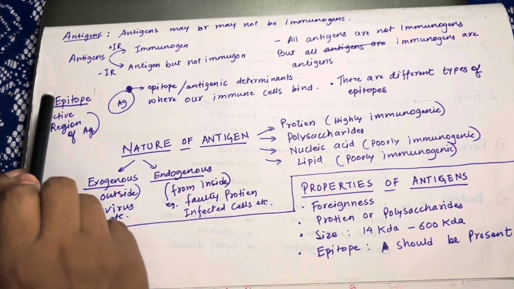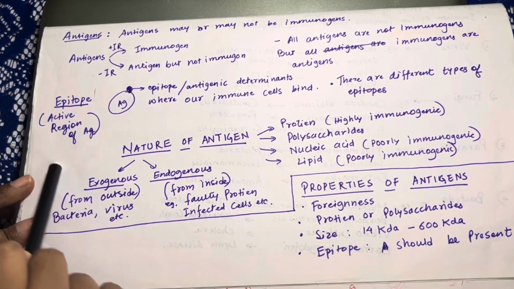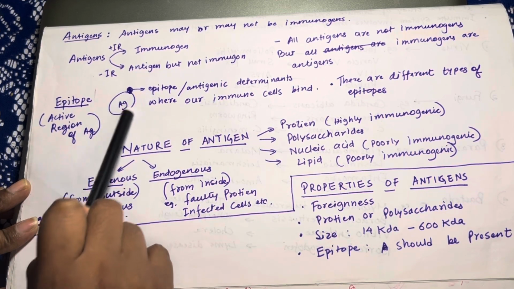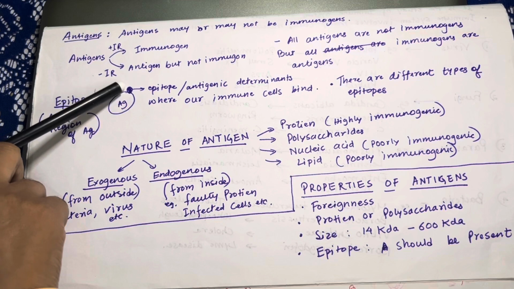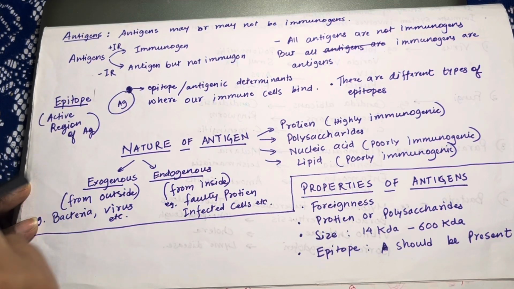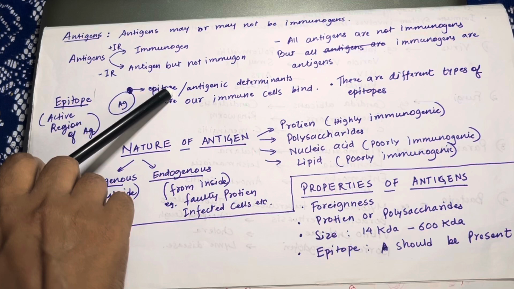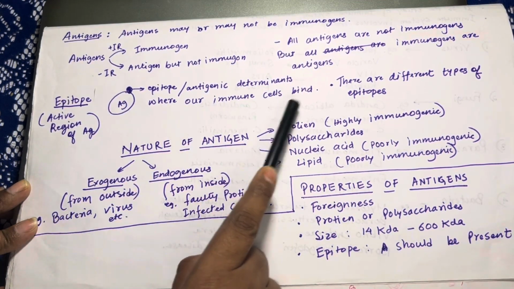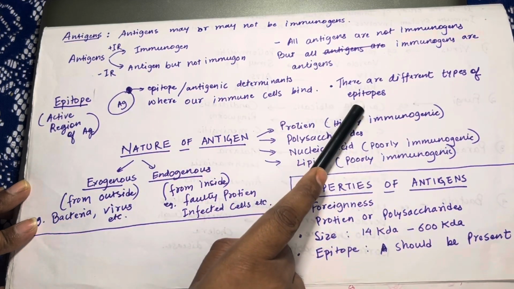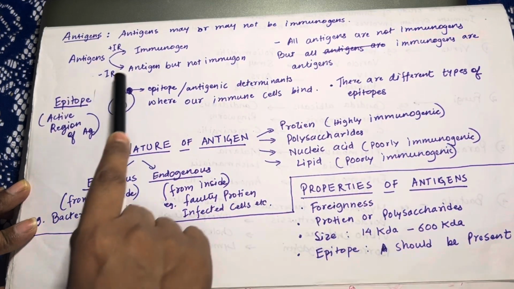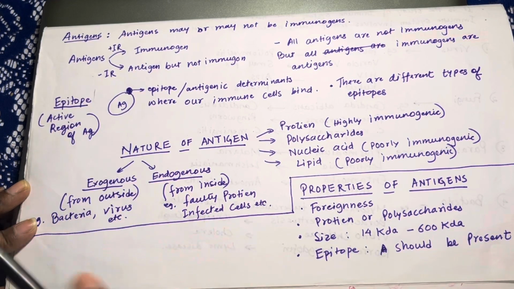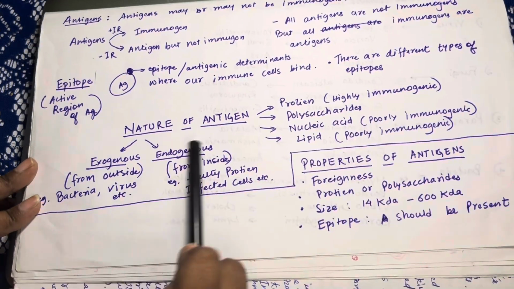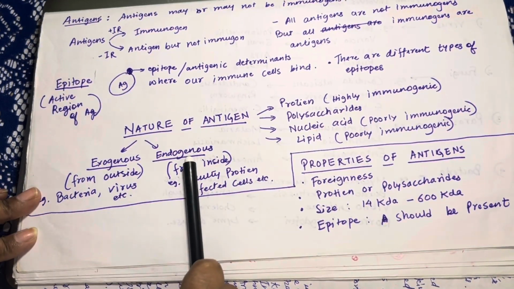Now coming to epitope. What are epitopes? Epitopes are the active region of an antigen. Suppose this is an antigen, and on the surface of an antigen there will be some pattern which will be identified by our immune system. This pattern will be called an epitope, or you can call it antigenic determinants. Only at this epitope will our immune cells bind. There are different types of epitopes. That means different antigens will have different types of epitopes on their surface, which will be identified by the cells of our immune system. Antigens can be exogenous or endogenous.